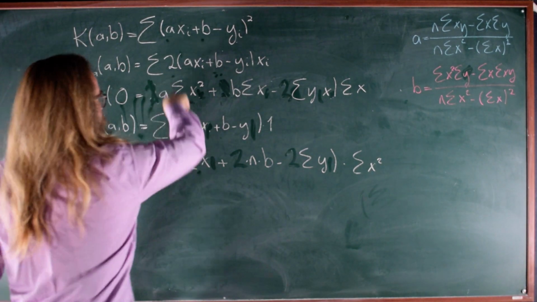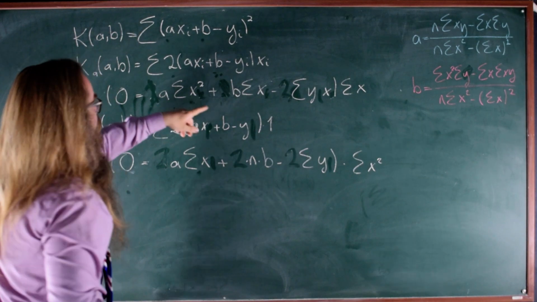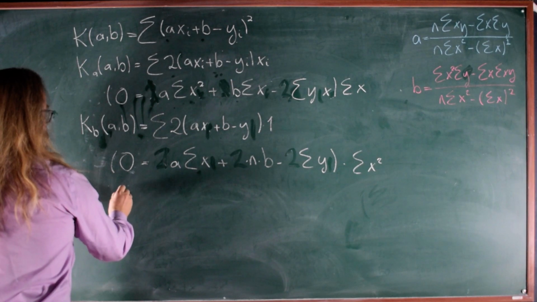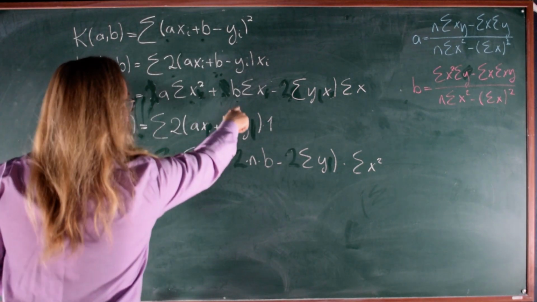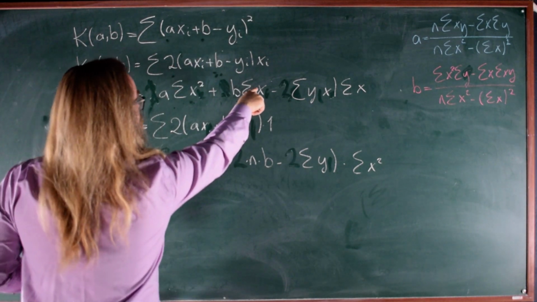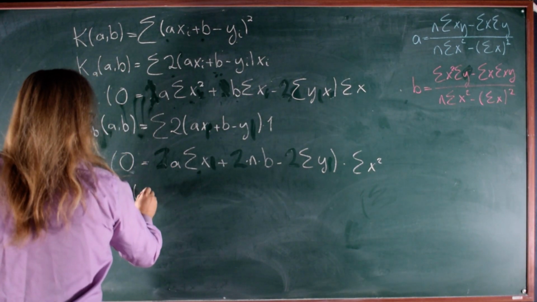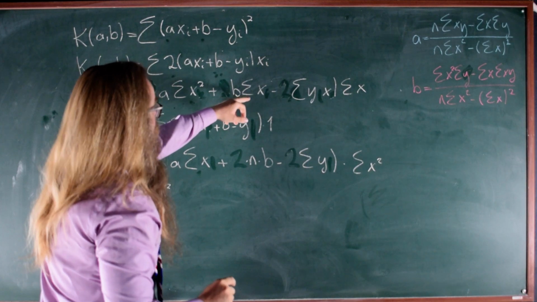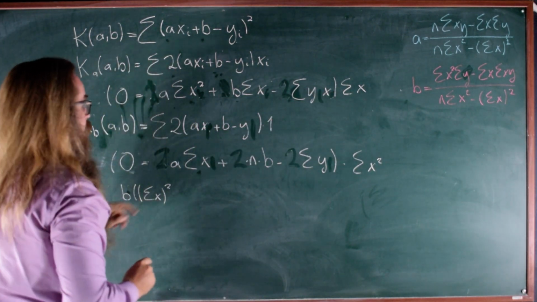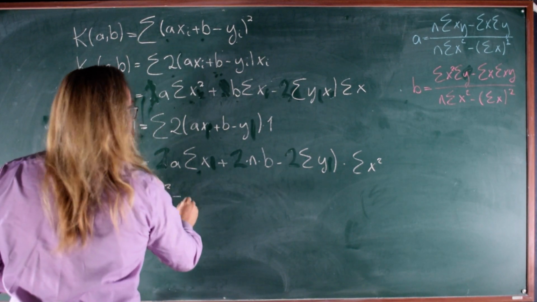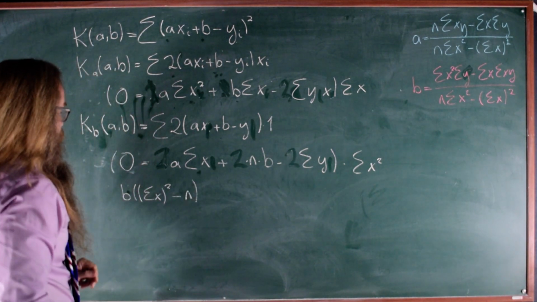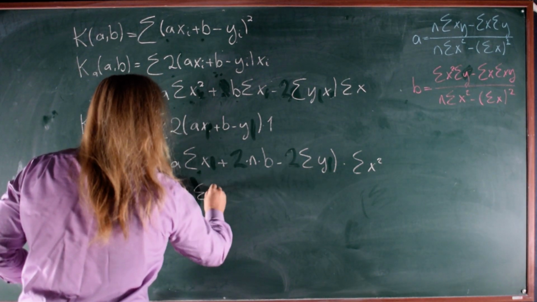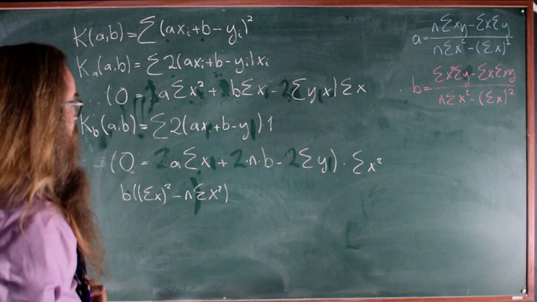Okay, so these cancel. By design, these cancel. What we're left with, okay, so we're left with this thing here. So we have B, and we have x squared. So we have the sum of x squared, because it's x times sum of x times sum of x, then minus n. So, minus n times the sum of x squared. Okay?